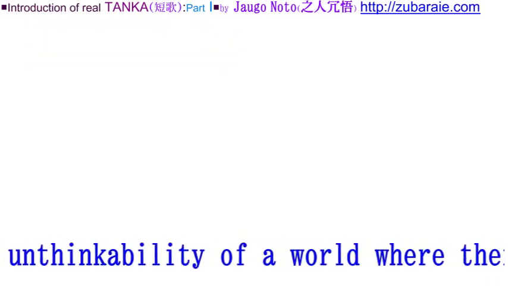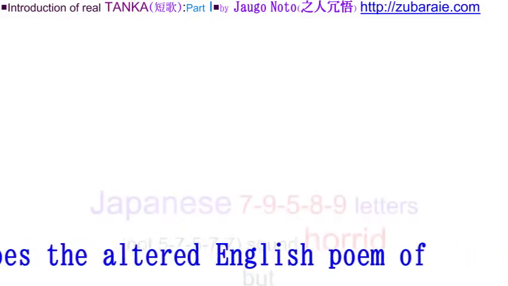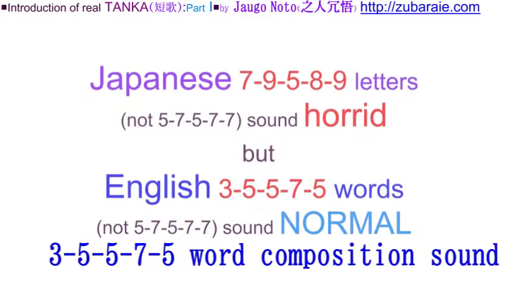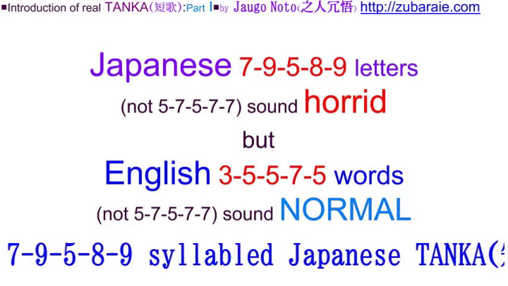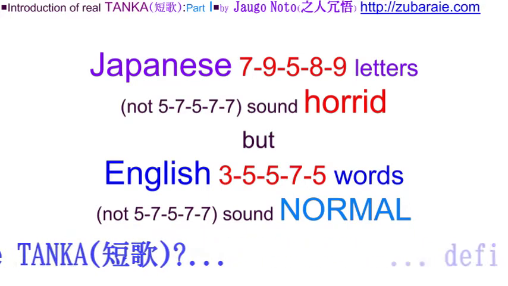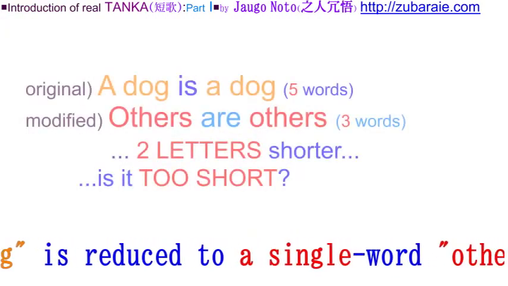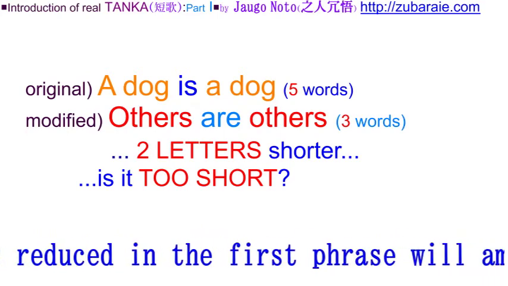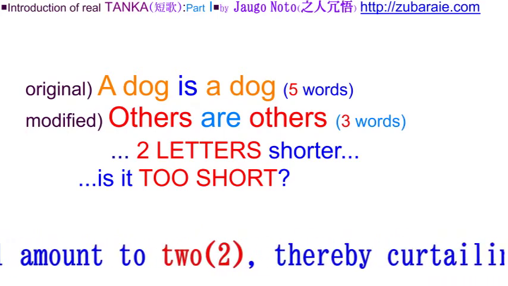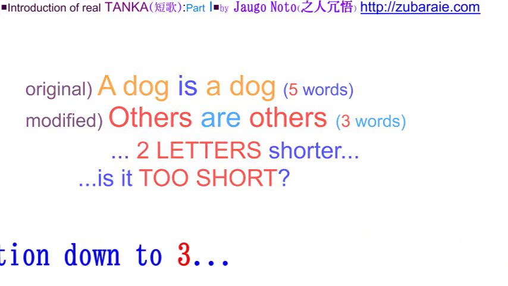Aside from the unthinkability of a world where there's no one but yourself, does the altered English poem of 3-5-5-7-5 word composition sound as stupid as the 7-9-5-8-9 syllabled Japanese tanka? Definitely not. When a two-word module of a dog is reduced to a single word, others, the total number of words reduced in the first phrase will amount to 2, thereby curtailing the original 5-word composition down to 3.